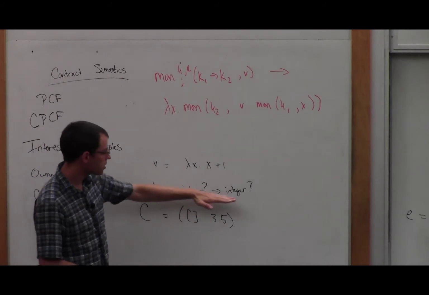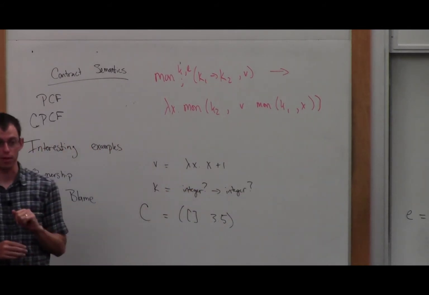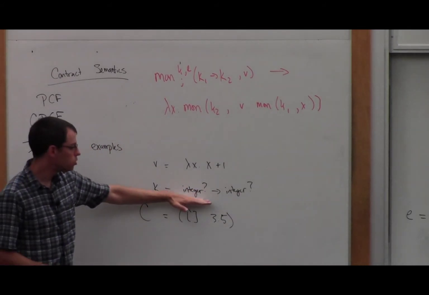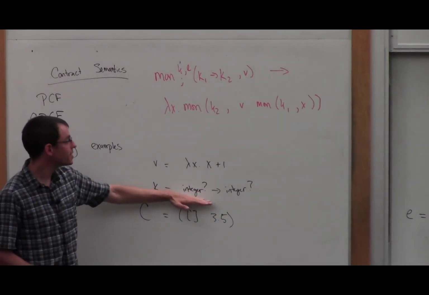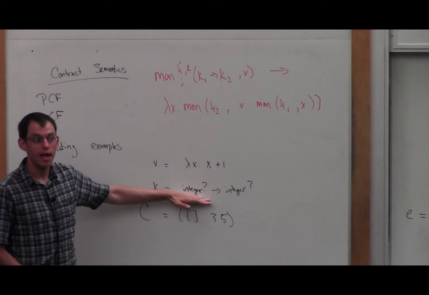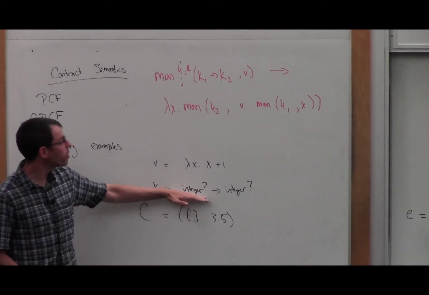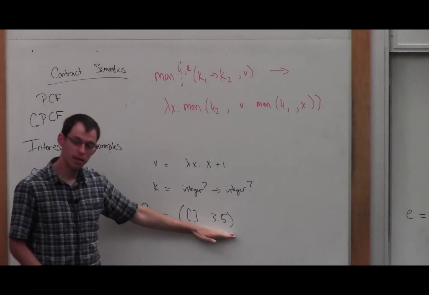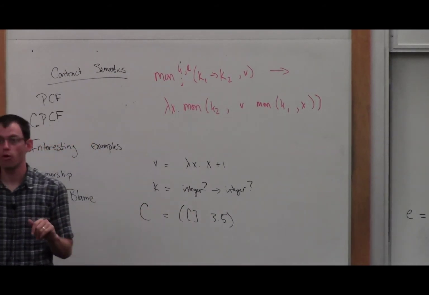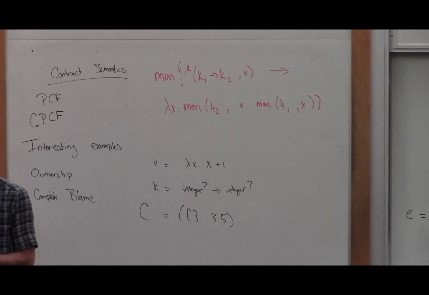So which part of this contract is going to fail? The domain or the range? The domain is going to fail. So that's this part. This part, K1, is being violated by the context. So K1 is the responsibility of the context to live up to.